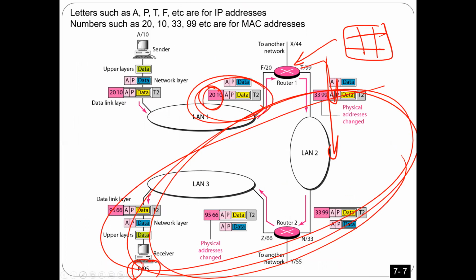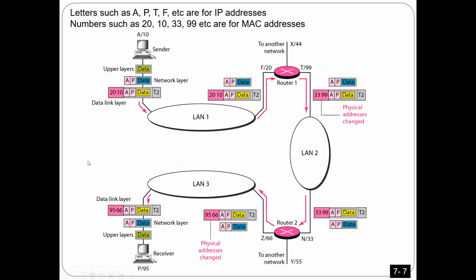I explained this one in chapter one, but I'm going to repeat it here again. For example, we assume again that I'm going to use letters for IP addresses and numbers for MAC addresses. Every computer has an IP address and also a MAC address. This is the MAC address here, for example, number 10. The IP address is A. Here, the IP is P, and 95 is the MAC address. Is that okay?